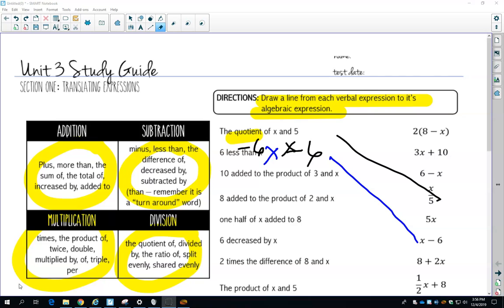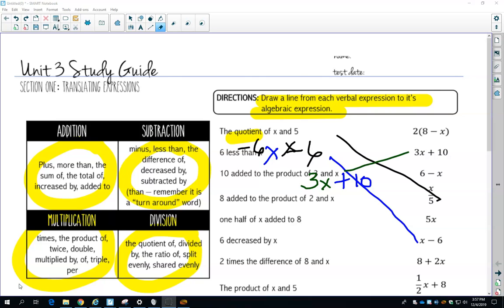Next one, 10 added to the product. So if I'm adding 10 to something, and I'm adding it to the product, remember product means to multiply. I'm multiplying 3 and x. So I'm going to add the 10 to it, 3x plus 10. So that's my answer for that one, 3x plus 10.